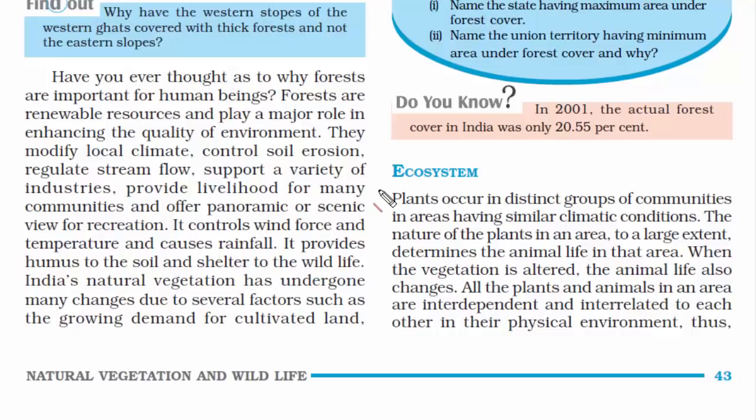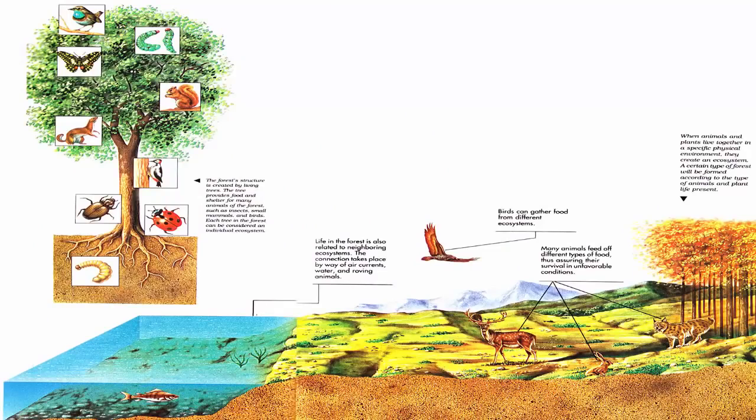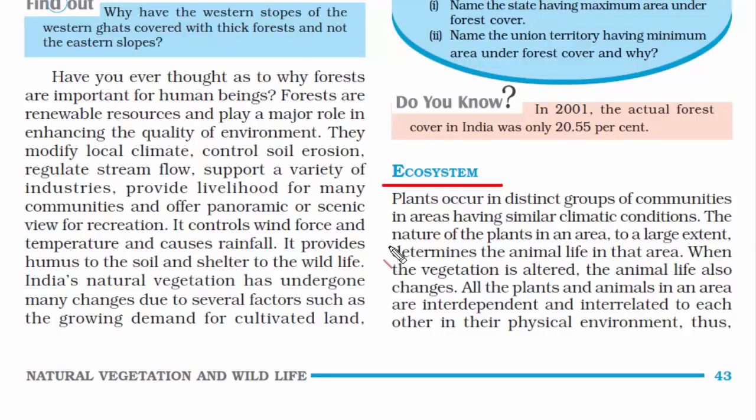Now let's read about ecosystem. So what is the meaning of ecosystem? It is a community in which many different organisms interact with their physical environment. So basically it's a complex network which is interconnected. Now what I mean by that is, read this line. The nature of the plants in an area to a large extent determines the animal life in that area.